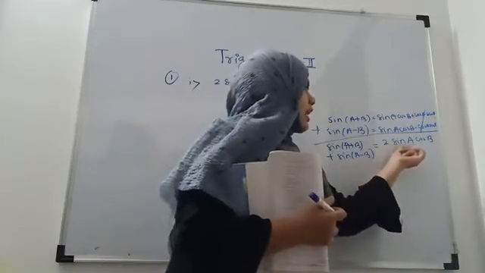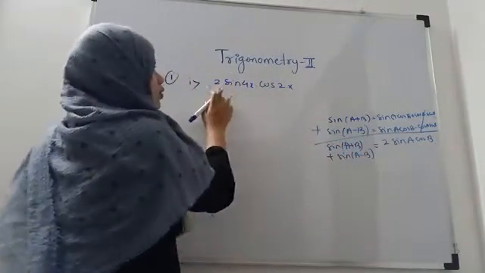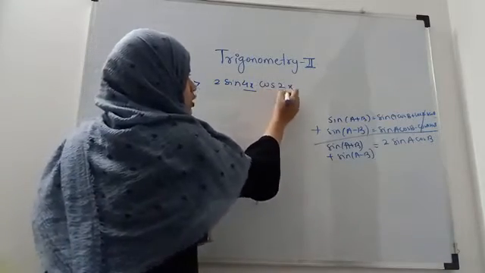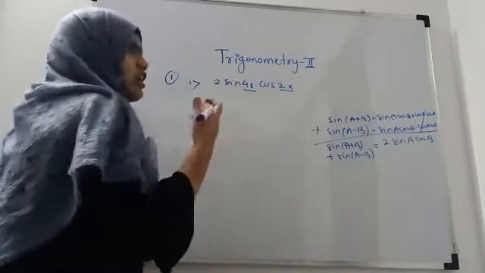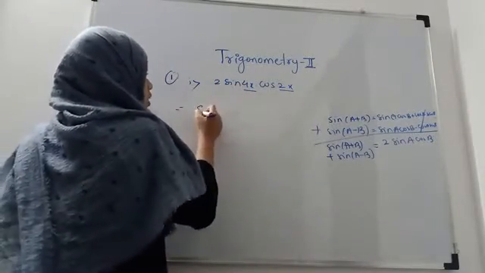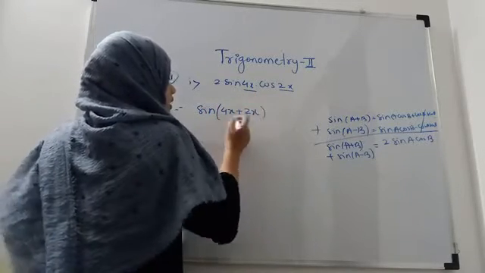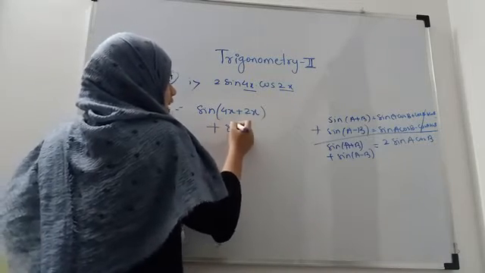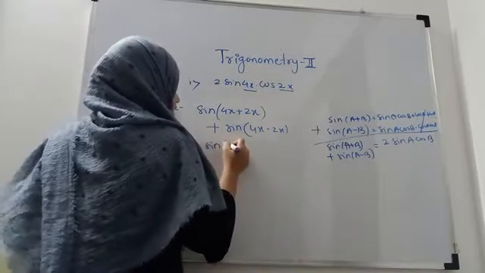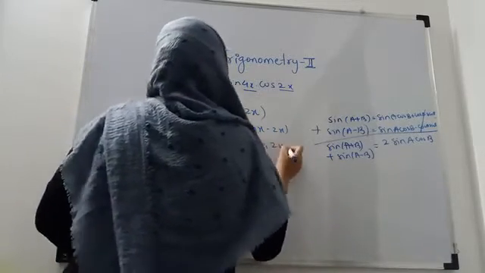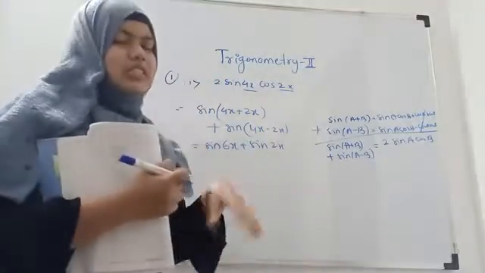So 2 sin a cos b equals sin(a plus b) plus sin(a minus b). Here we have 2 sin a into cos b. Here a is 4x and b is 2x. So we can convert this expression into addition as: this is equal to sin(a plus b) plus sin(a minus b), that is sin(4x plus 2x) plus sin(4x minus 2x), which is equal to sin 6x plus sin 2x. So we have used this formula to convert the given expression into addition and subtraction.